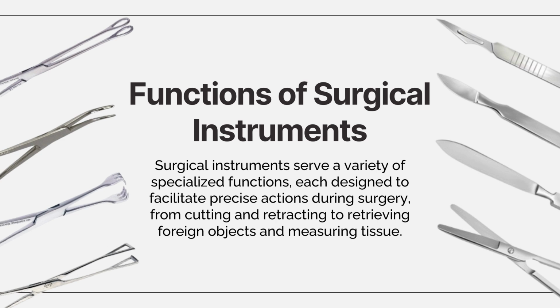All right, so now moving forward, we're going to look at the functions of surgical instruments. So surgical instruments are designed for specific tasks to help the surgeon perform precise actions during surgery. So these include cutting, retracting tissues for better access, grasping, clamping, and dissecting tissues, for example. They are also used for measuring, removing foreign objects, suturing wounds, for example. Each instrument plays a key role in ensuring a safe, efficient, and successful procedure.